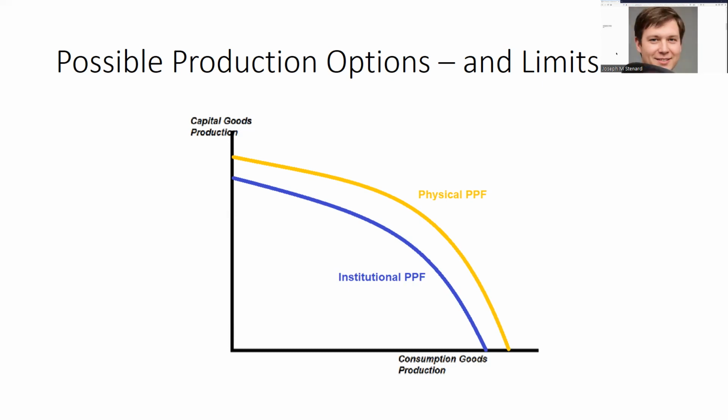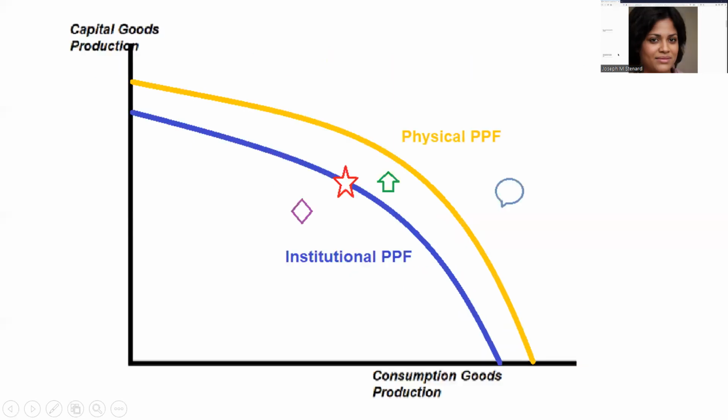All right, but the reason I show that to you on this slide is because we have to explain how it's possible for us to produce beyond our institutional PPF, or inside our institutional PPF, or on our institutional PPF. And the only way to explain that is that even though we think of producing beyond the PPF as impossible, it's only impossible to produce beyond the physical PPF. You can, in short bursts, in the short run, produce between the institutional PPF and the physical PPF.